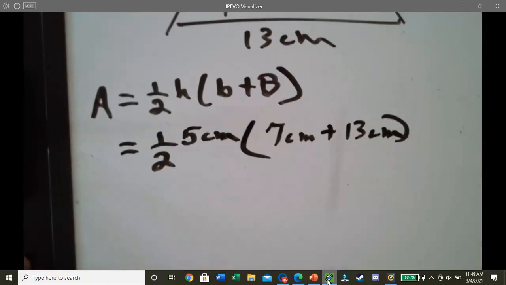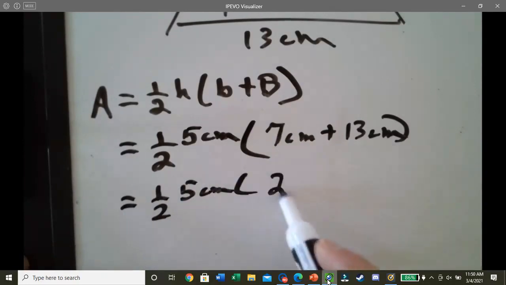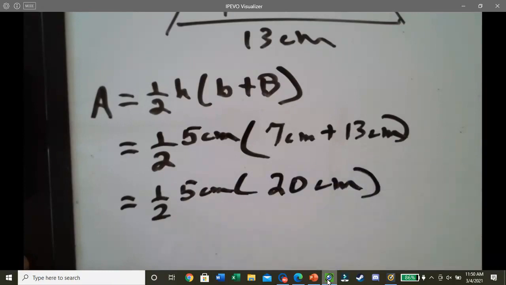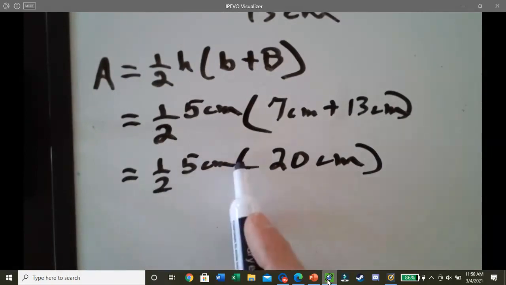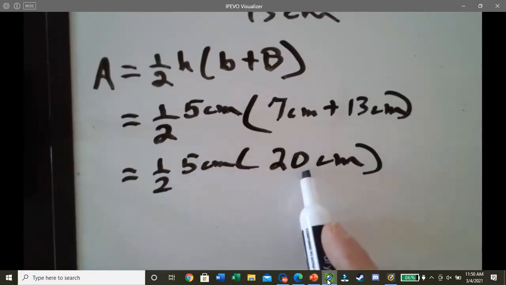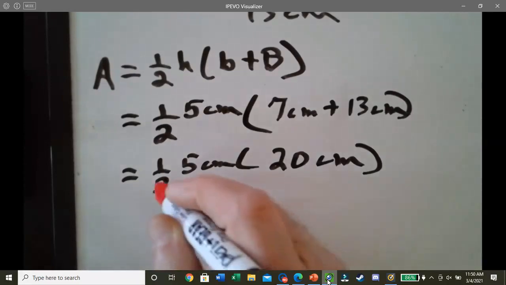Okay, so order of operations tells us what do we do first? Parentheses, right? So we just carry that 1/2 times 5 centimeters. 7 plus 13, that gives us what? 20, right? Centimeters. So now here, we could cancel, right? You could say, all right, 5 times 20 is 100, and then half of 100 is 50.